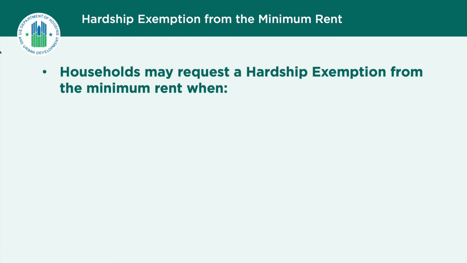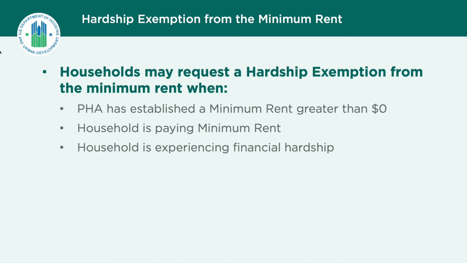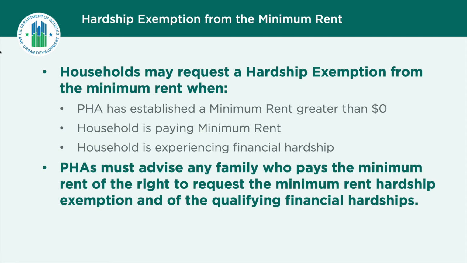If a PHA has adopted a minimum rent greater than $0 per month, and a resident is paying the minimum rent, there are certain instances in which the household may request the minimum rent hardship exemption. PHAs must advise any family who pays the minimum rent of the right to request the minimum rent hardship exemption and of the qualifying financial hardships.